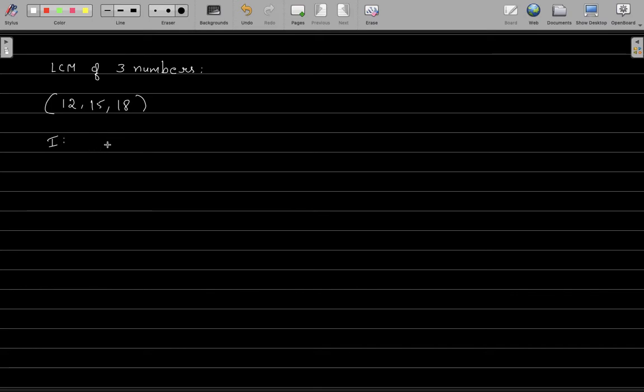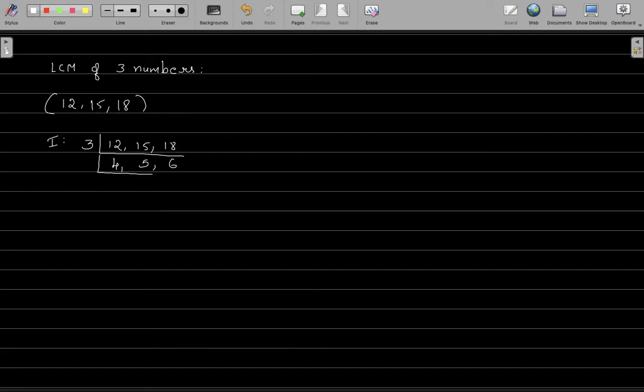Let me start with the first method, which is a direct method, where I have 12, 15 and 18. I'll take them together. I want to know if I can find any prime number that divides at least one of these three numbers. See, 12, 15 and 18 are those three numbers for which you can find a common factor 3. 3 is one such number which divides 12, 15 and 18 exactly without leaving any remainder. So let me start with 3. 3 times 4 is 12. 3 times 5 is 15. 3 times 6 is 18.